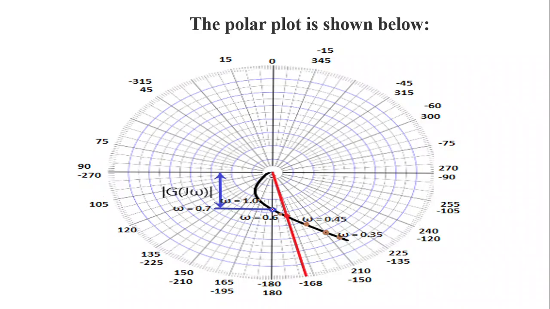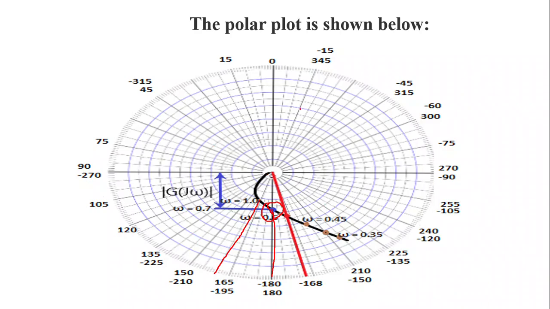At omega equal to 0.7 we have a phase angle of minus 180 degree. This is the point of intersection where our polar plot cuts the unit circle. The last point is omega equal to 1.0, with a phase angle of minus 180 degree, approximately this point. So this is our polar plot representation.